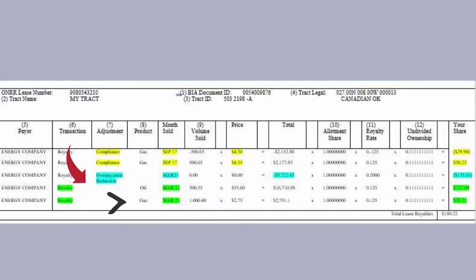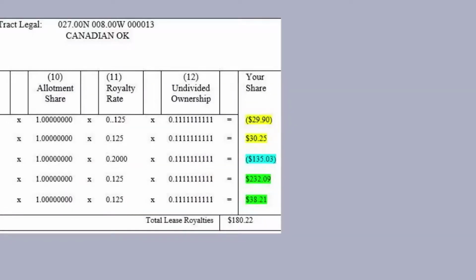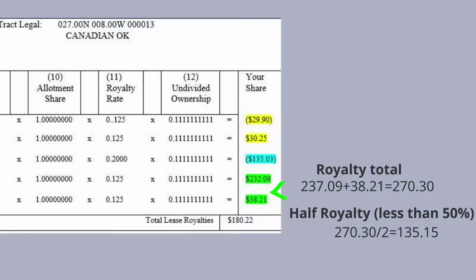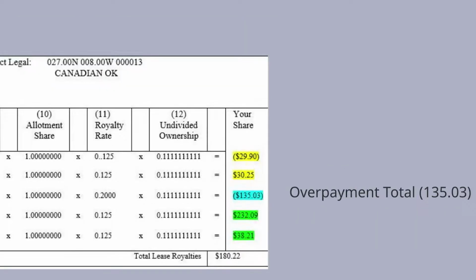The combined March 2021 oil and gas royalties are $270.30. Divided in half equals $135.15. Remember, the company should recoup no more than half the current month's royalties. The overpayment reduction amount reported is $135.03, about half of the current month's royalties.